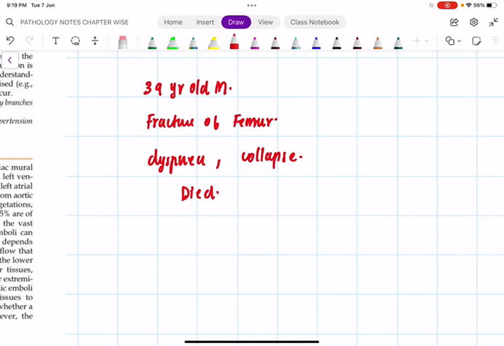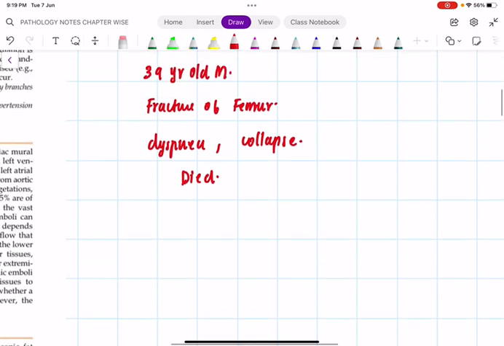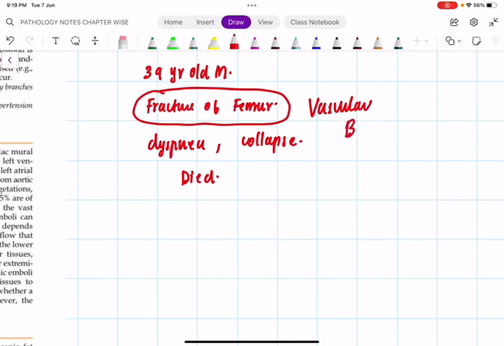This is the scenario. When you finally study the whole two volumes of Robbins and they mention fracture of femur, you will immediately start thinking about some bone tumors or something. But remember, it is not like that. Bone fracture is one of the predisposing factors for what? Pulmonary embolism. Why? Because the femur is a highly vascular bone.